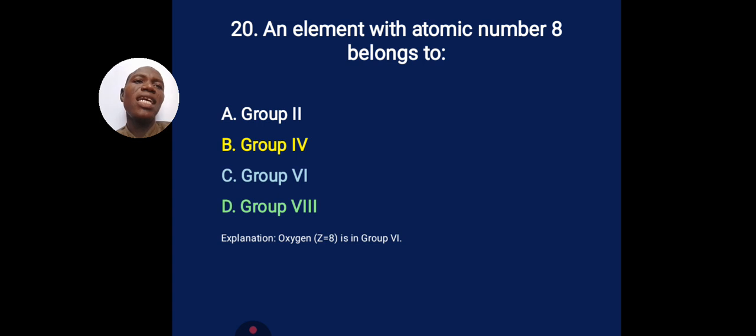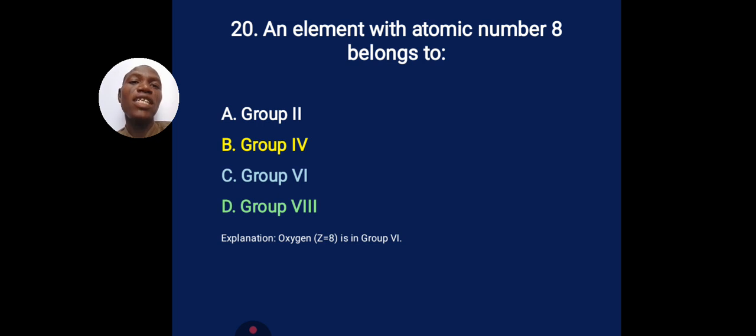Okay, let's go. An element with atomic number 8 belongs to group what? Now, just draw the electronic configuration. You can easily know the group, the period, whether an element is a metal, whether it is a noble gas, and anything about it. Electronic configuration can reveal valence electrons, oxidation number, anything, if you know how to write your electronic configuration. For example, with this we have 8.